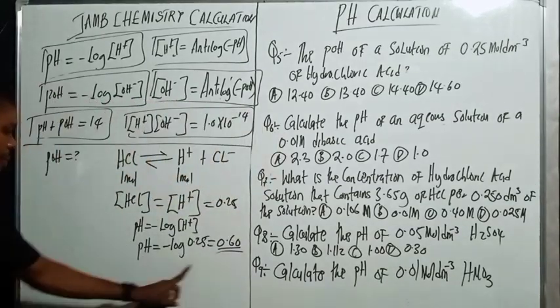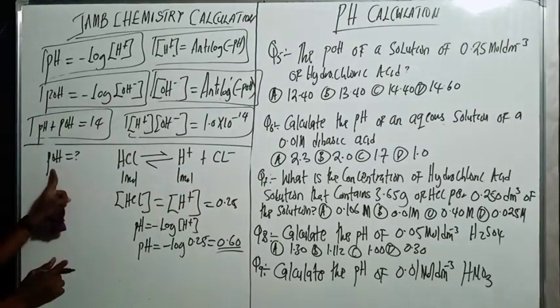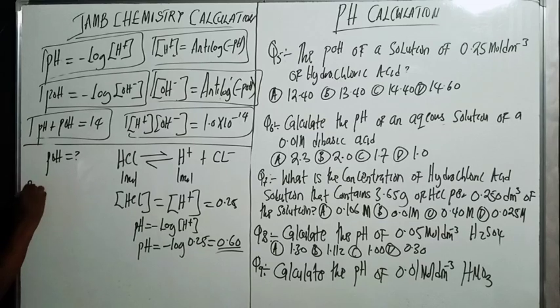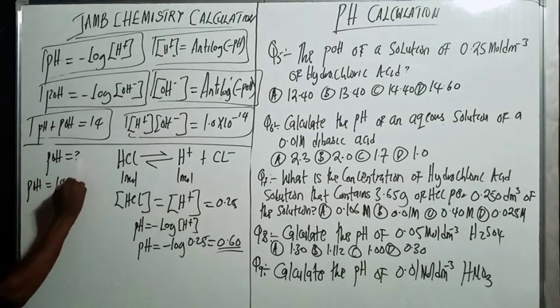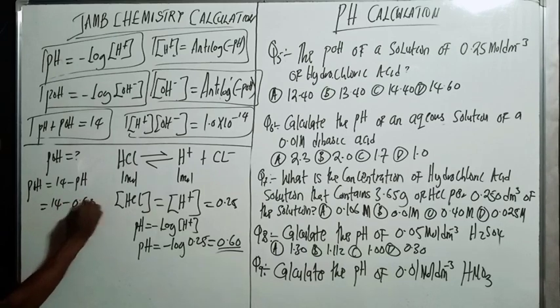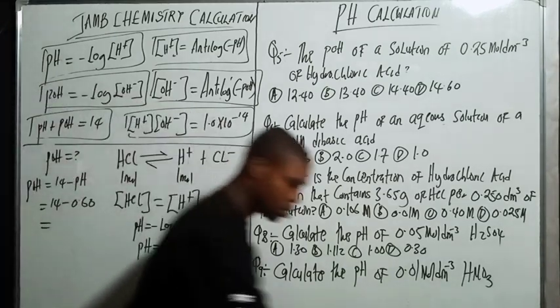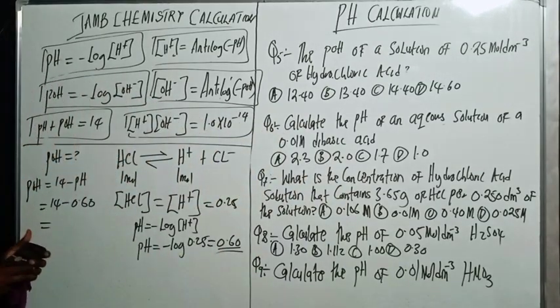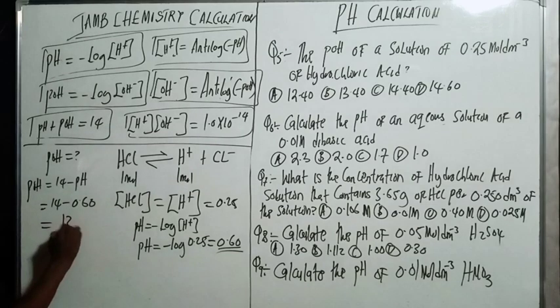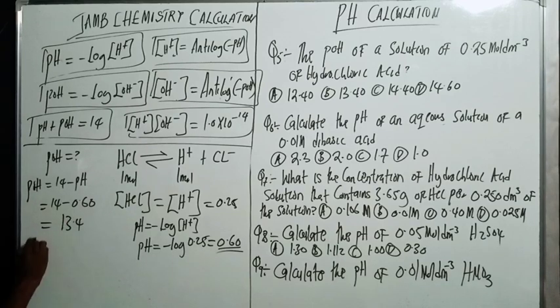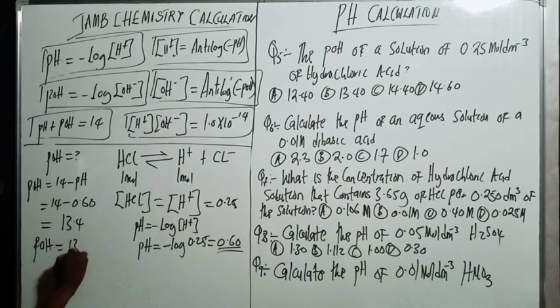That's going to be my pH. Now remember, if I want to calculate pOH here, pOH equals 14 minus pH, right? 14 minus 0.60. What is the answer? It's going to be 13.4, right? So my pOH equals 13.4.